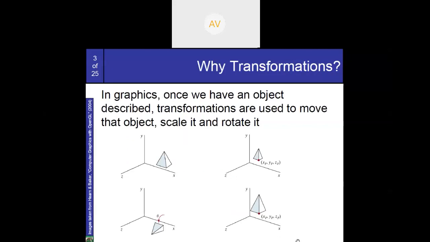So why transformation? In graphics, once we have an object described, transformations are used to move that object, scale it, and rotate it. Here you can see one object, with the three coordinates x, y, z. Here we are pointing to one point, suppose that is a point fx, fy, and fz. If you see the first object and second object, we have translated this object to another position. So this is a translation transformation.